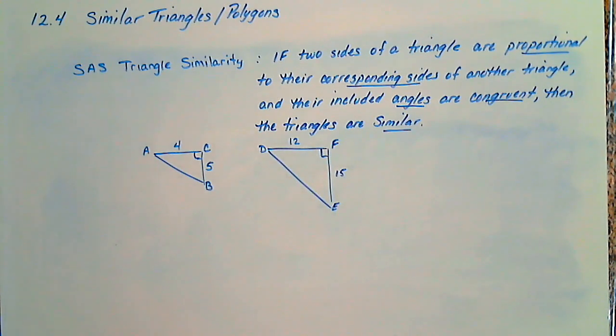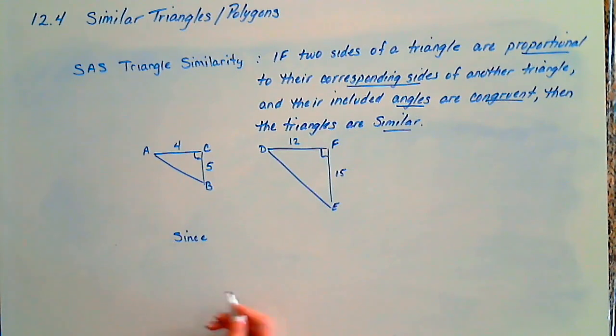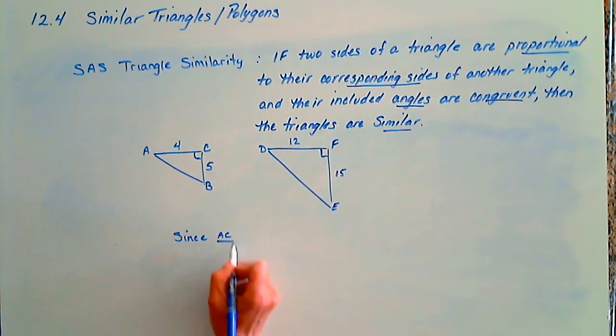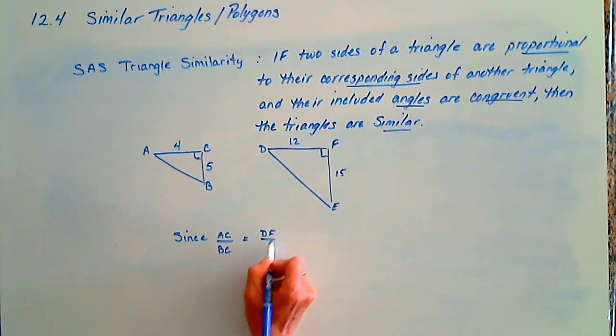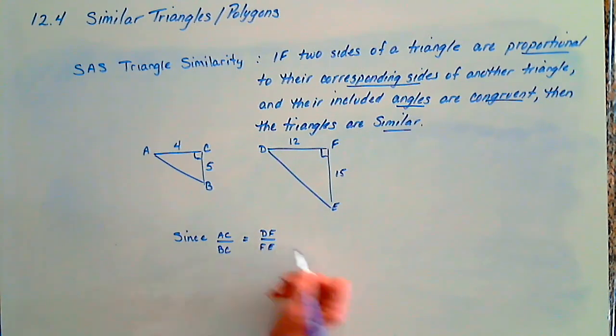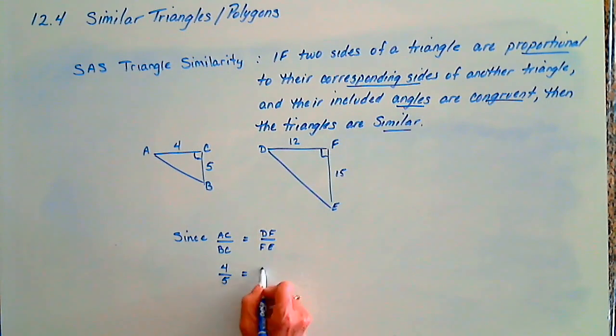So in order to do that, we would start off with what we know, so we need to check their corresponding sides. AC is to BC as corresponding sides, DF is to FE. So we could say 4 is to 5 as 12 is to 15. Reduced by 3, we end up with 4/5 is to 4/5.